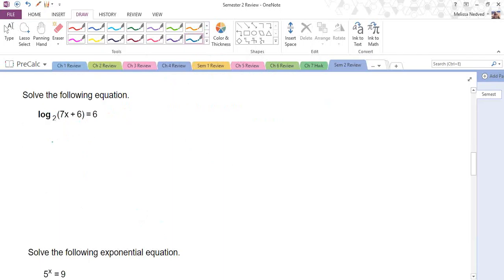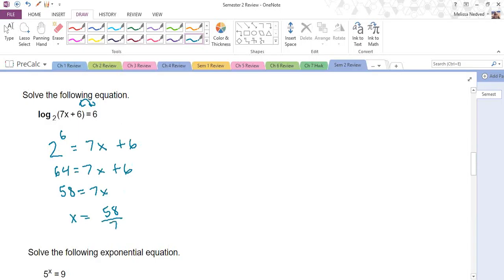So this is log base 2. Base stays the base, switch the other two around. 2 to the power of 6 equals 7x plus 6. Well, 2 to the power of 6 is just a number, that's 64. And again, with just one step there, I now have a two-step equation that I know how to solve. So if you can simplify it by just rewriting it in terms of an exponential function, do that and save yourself some time. Subtract 6 from both sides, 58 equals 7x, divide both sides by 7, and x equals 58 sevenths.